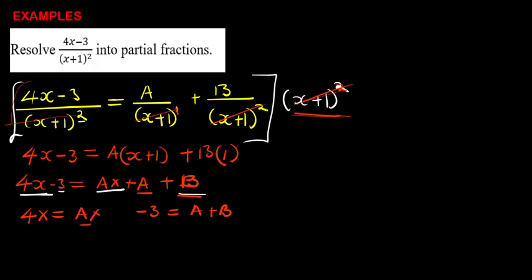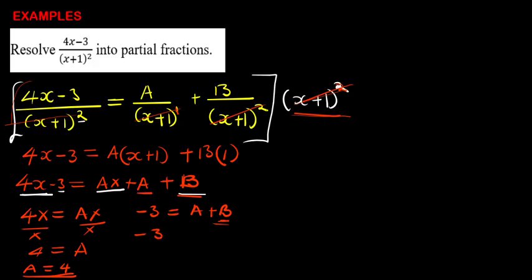Now in this situation, I'll divide by x on both sides, meaning that a is equal to 4. So in short, my a is 4. Since my a is 4, I need to calculate b using the second equation, which is this side.